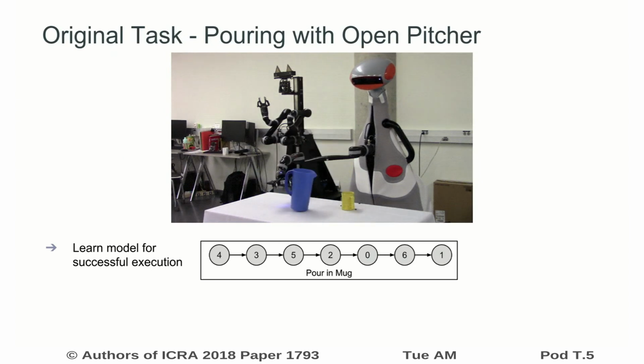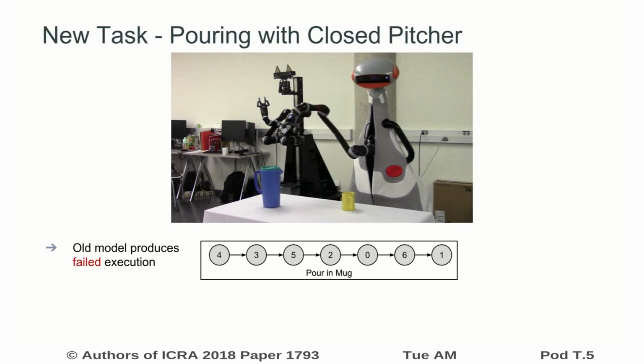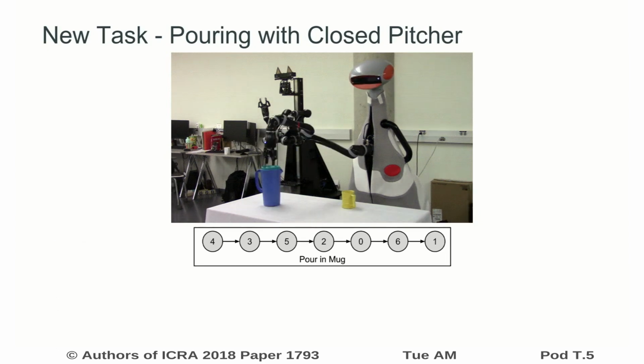An initial model is constructed from demonstrations of pouring from an open pitcher into a mug. If the task changes to pouring from a closed pitcher, executing the policy in the learned model would result in spilling the contents of the pitcher.